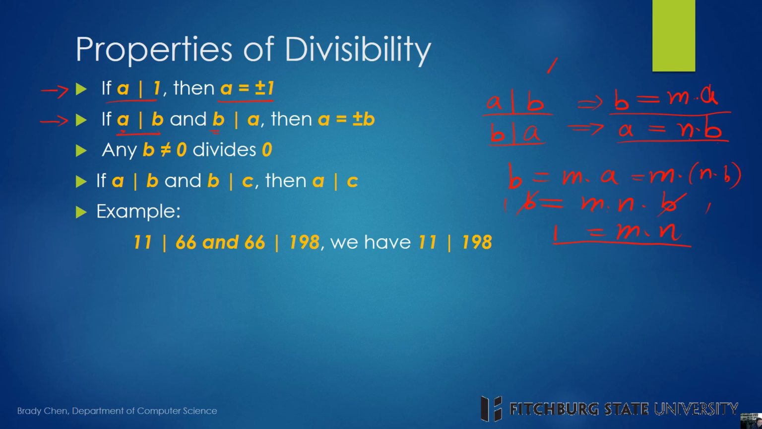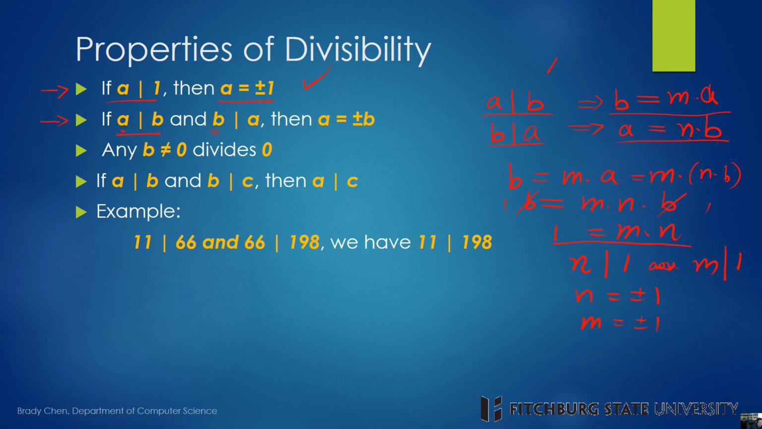So that means either n divides 1, and it's actually also that m divides 1. So that means n is positive or minus 1 by the first property. And also m could be positive or minus 1.